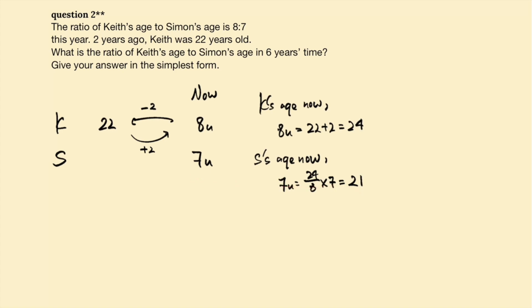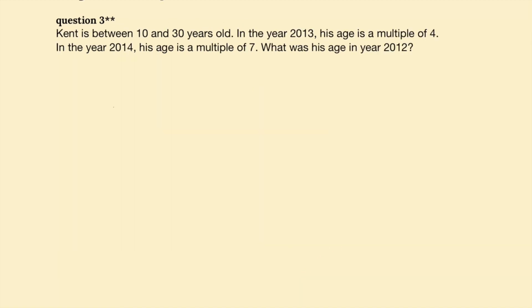What is the ratio of K to S in 6 years' time? Well, okay. So K is 24 plus 6. S it will be 21 plus 6. Simplify, you get 10:9. Kent is between 10 and 30 years old. Could be 11, could be 29, right? So in the year 2013, his age was, sounds like it should be in the past tense, right? It was a multiple of 4.